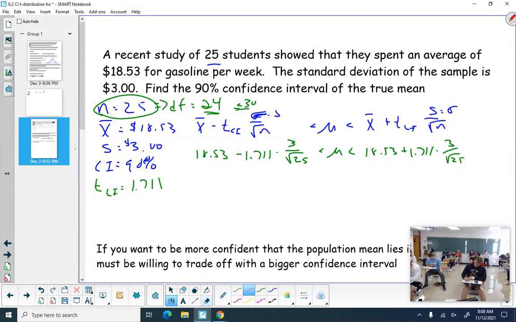Jared, what do you get for your two values? 17.55 and 19.61. Can we change that into dollars and cents? $17.55 and $19.61. Is that okay? We good with those numbers? Good? Yes, no, maybe so? Paul, we good with those? All right. Okay.